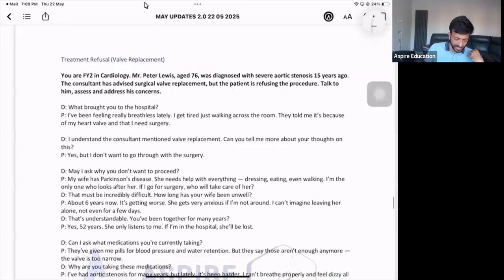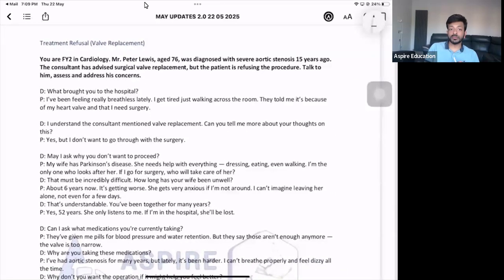Don't worry, guys. Now, there was a station on treatment refusal for valve replacement. You are an FY2 in cardiology, the patient is Mr. Louis, age 76, who was diagnosed with severe aortic stenosis 15 years ago. The consultant has advised surgical valve replacement, but the patient is refusing the procedure. Talk to him, assess, and address his concern. Straightforward scenario. So what I would like you to do in these kind of cases: how can I help you?